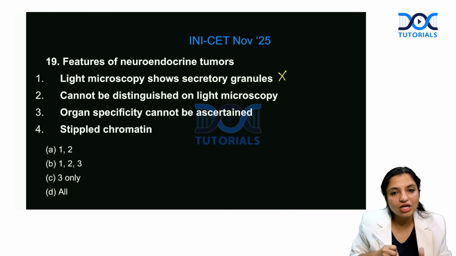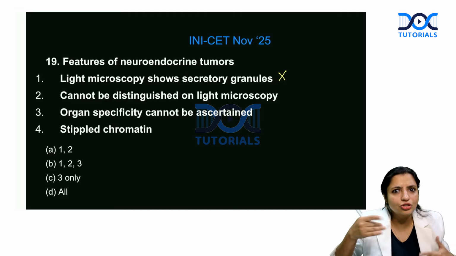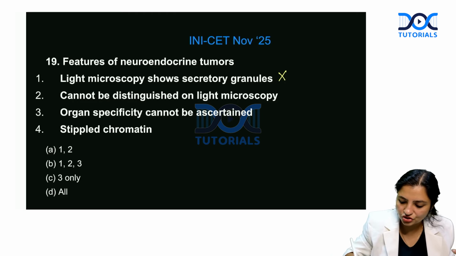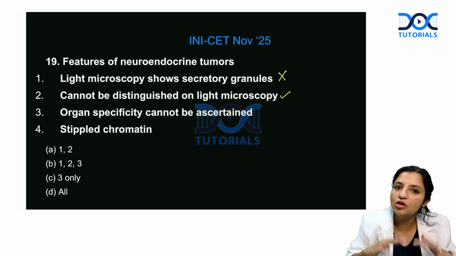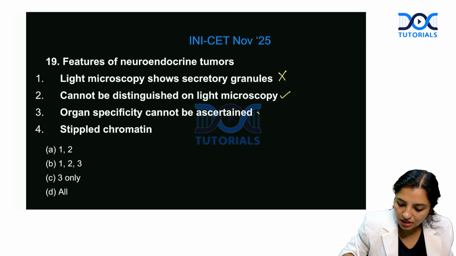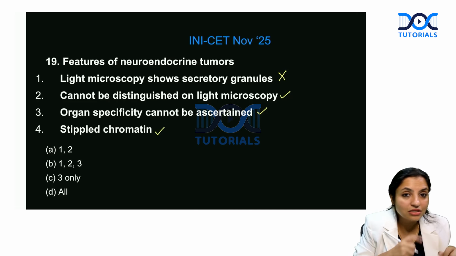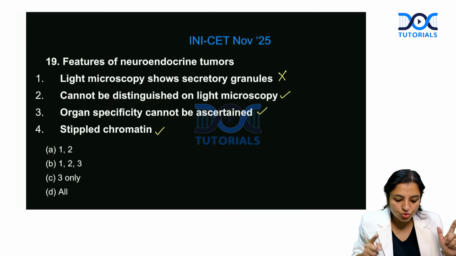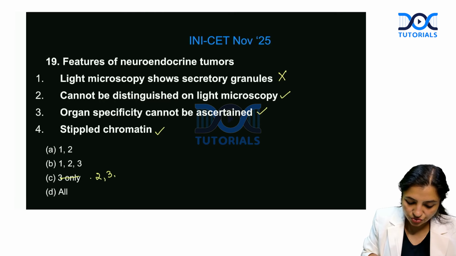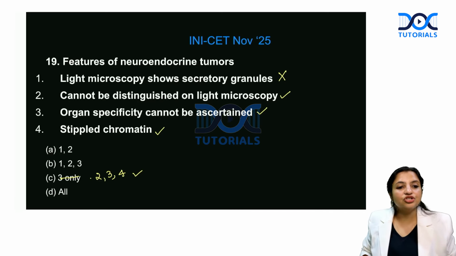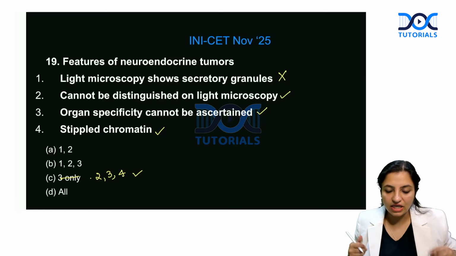Cannot be distinguished on light microscopy. Obviously, all of them show you stippled chromatin or salt and pepper chromatin, so you cannot differentiate them. Organ specificity cannot be asserted, because all of them have similar features. Correct. Stippled chromatin is characteristic. Correct. So stippled chromatin is the hallmark. So the answer is 2, 3, and 4, and that is very, very classical here.